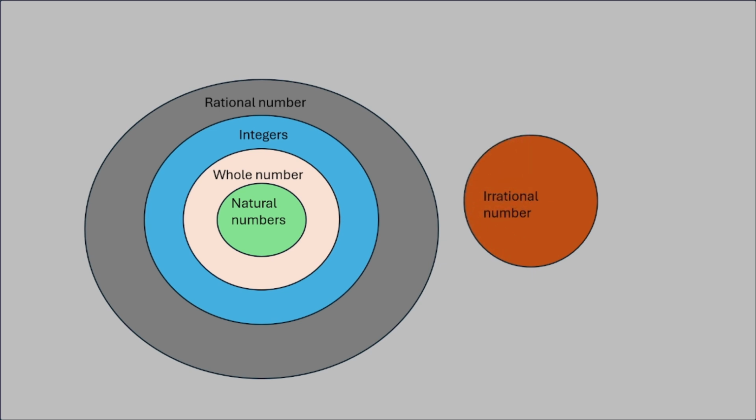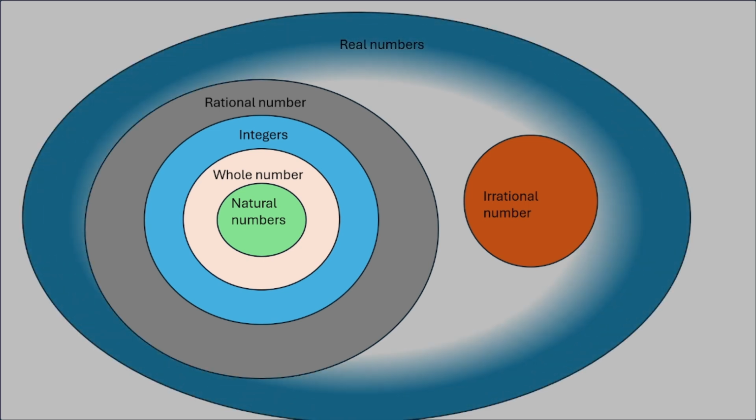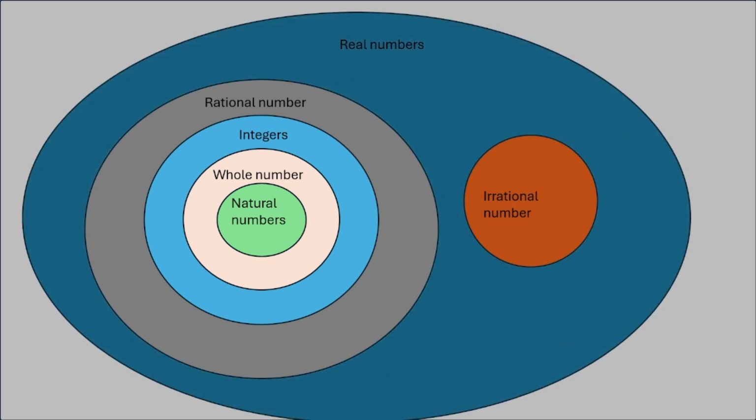And there are some other numbers which are not rational numbers, that we call irrational numbers. Okay. So those are totally different numbers from the numbers we see on the left side. And the combination of both rational and irrational numbers is called real numbers.